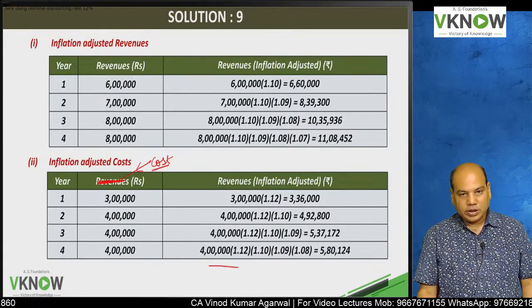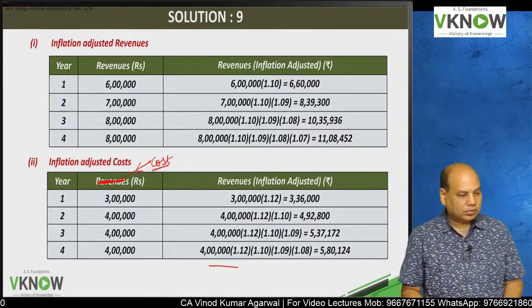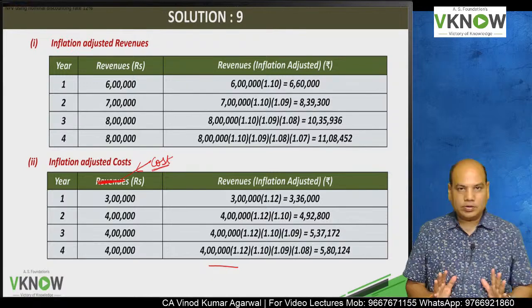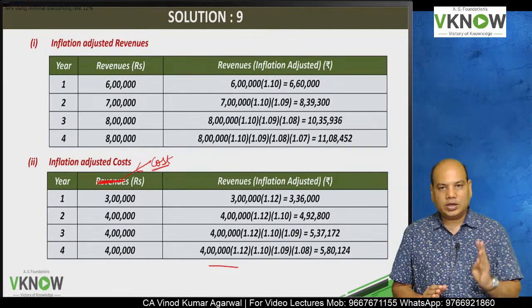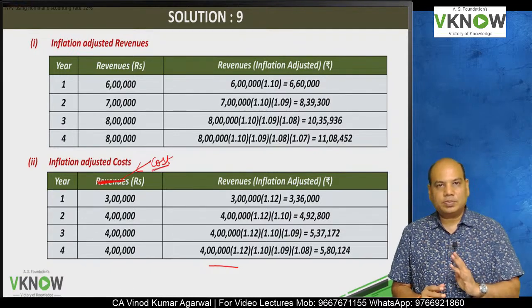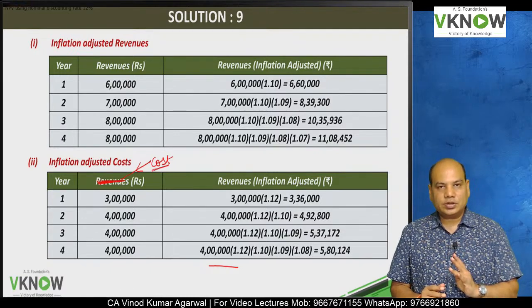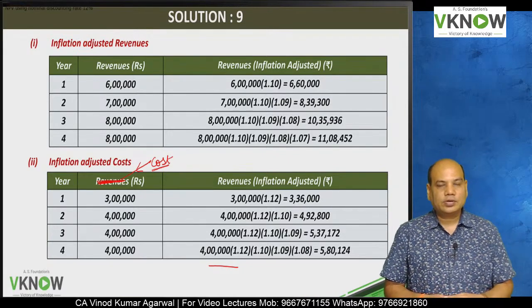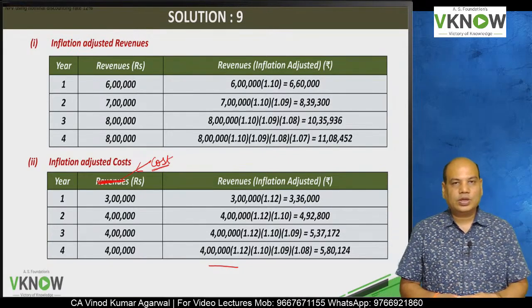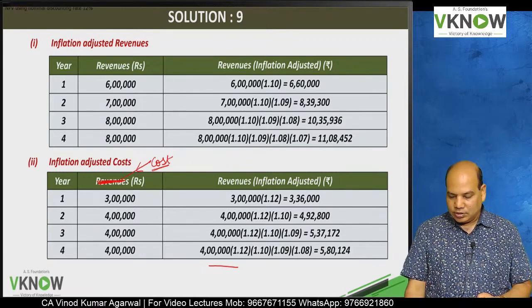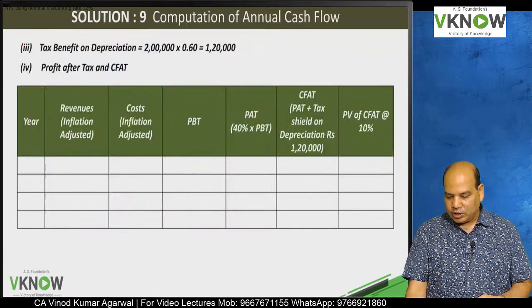This is my cost. Now the question is very easy. Revenue minus cost minus depreciation will give you PBT, you will get profit after tax, you will get CFAT, and you can discount it at the nominal discount rate given in the question.